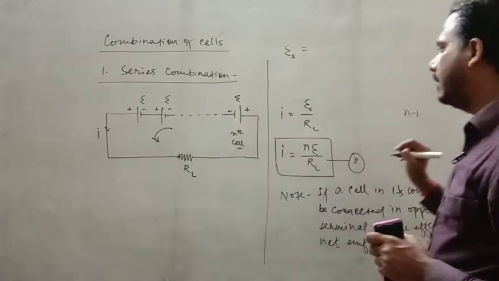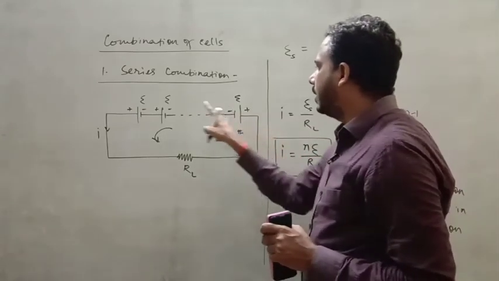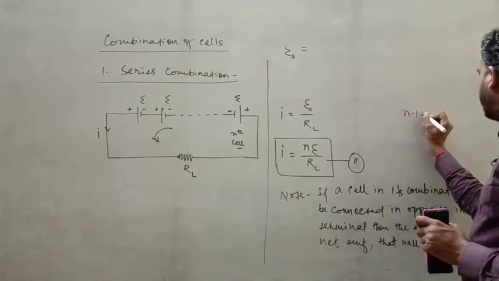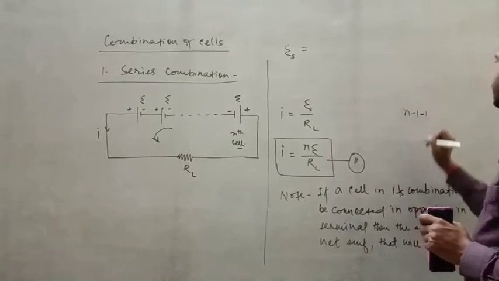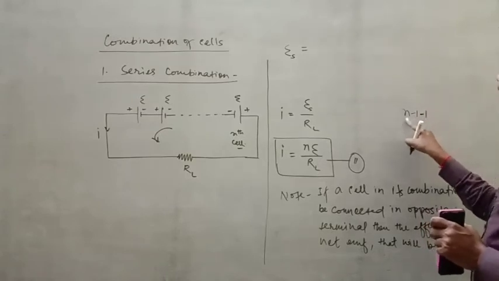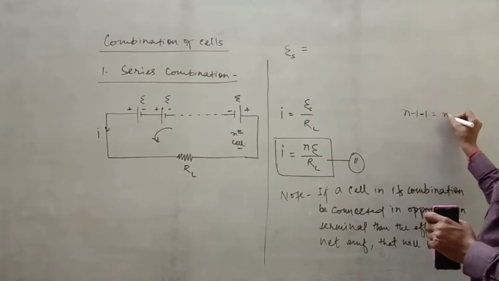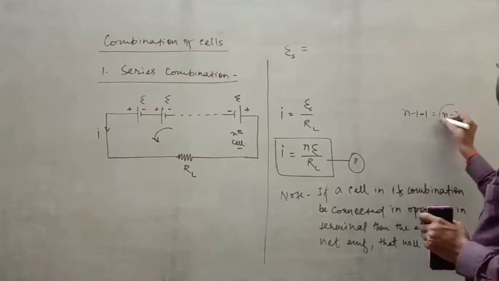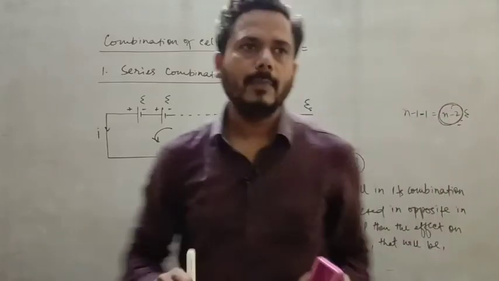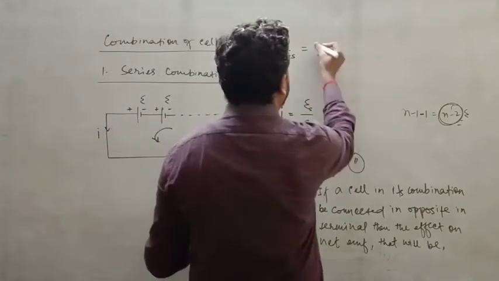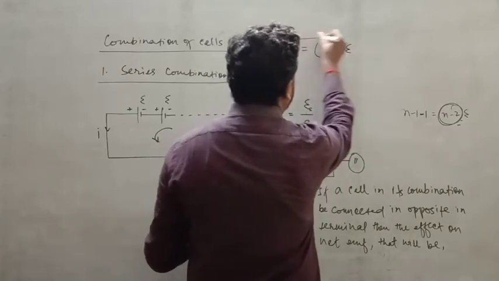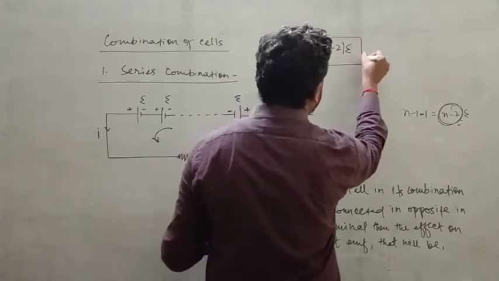So what happened? This magnitude is subtracted from the sum. One more cell is connected from this one, so altogether it is n minus 2, n minus 2 of E. Alright. That's why your resultant would simply be n minus 2 of E. Okay, so this is your result for this note.